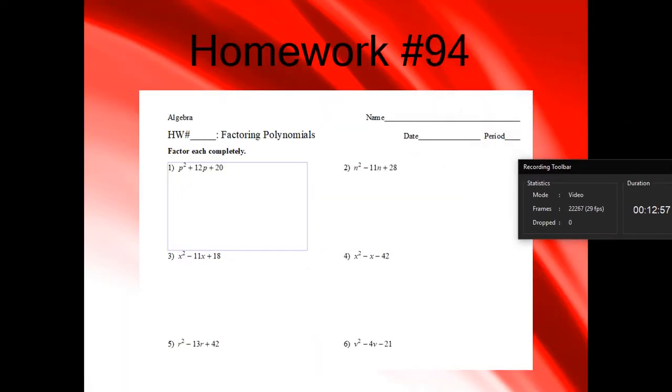This is homework number 94. You should find this in your packet. Make sure you grab the one that starts with number 1 being p squared plus 12p plus 20. It's the shorter of the two assignments. It's just a front and a back. Feel free to make the list of factors down the side, and then you can write your binomial answers right in there.